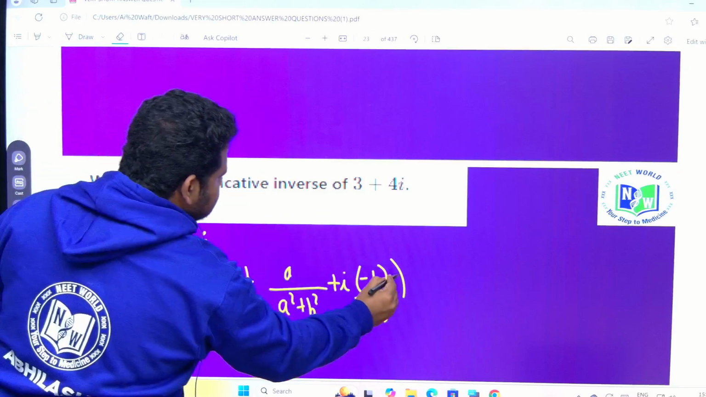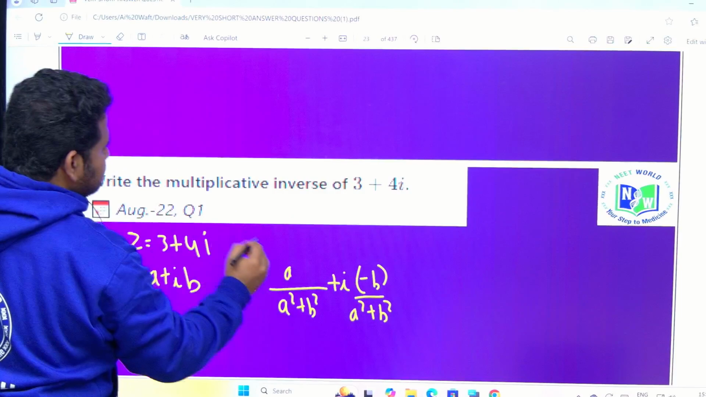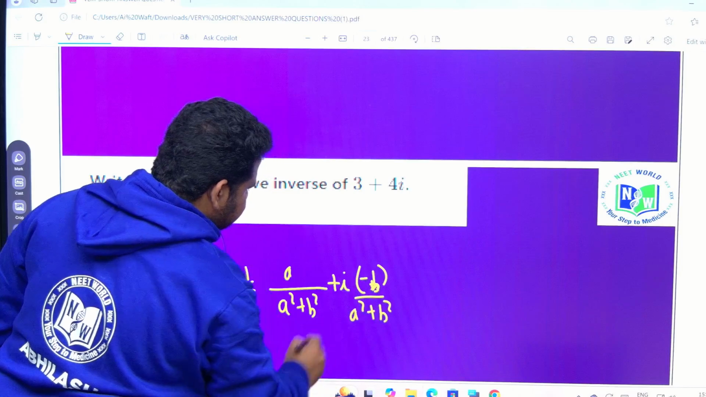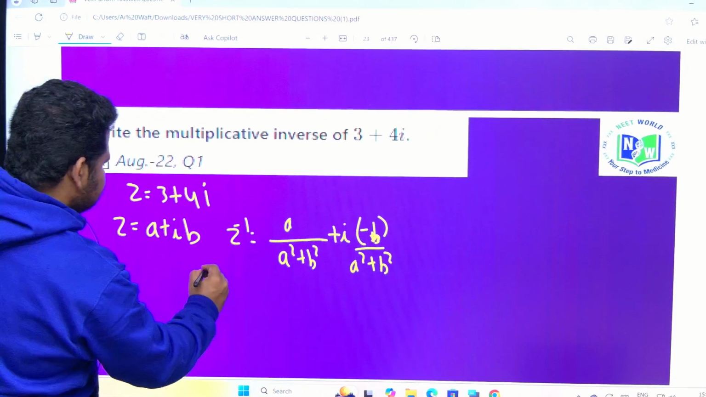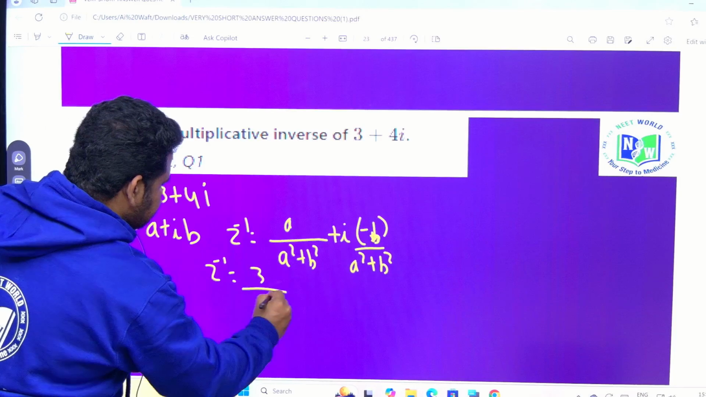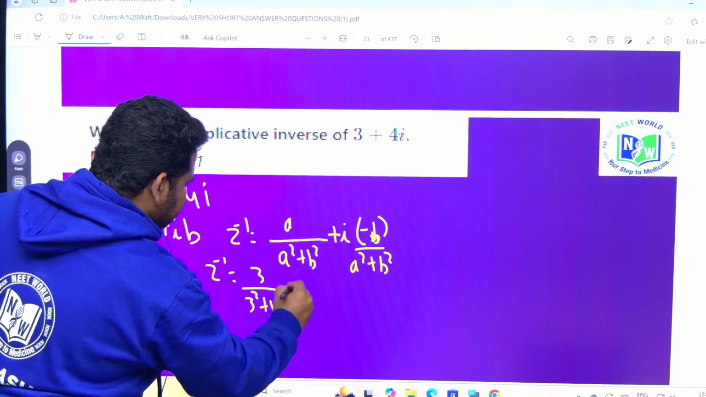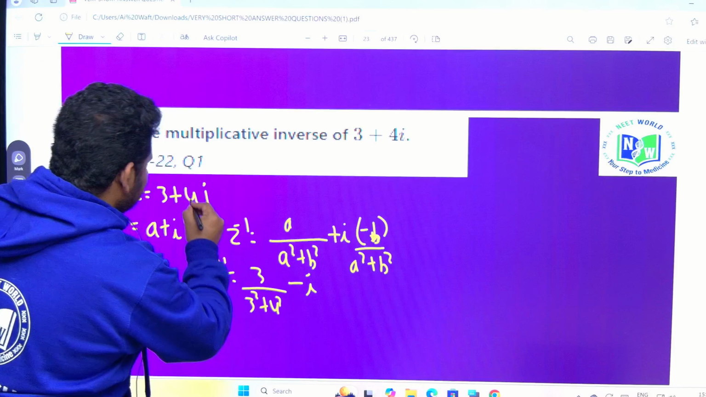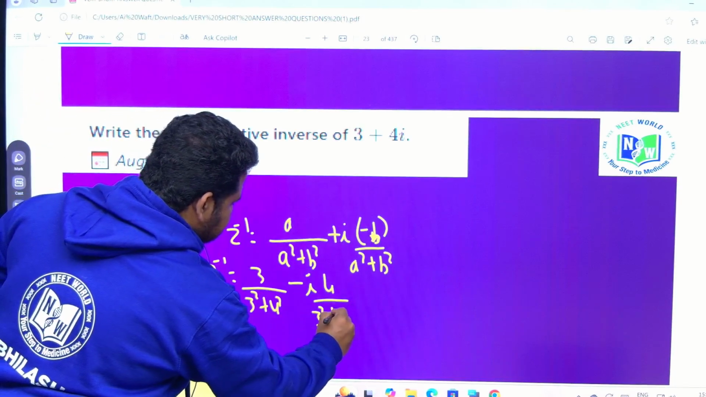Form of (a, b), it is (a by a square plus b square, minus b by a square plus b square). So, if I substitute the values here, what will this become, friends? So, z inverse will be equal to: a is 3 here, so 3 by 3 square plus 4 square, and then minus i into b, where b is 4, so 4 by 3 square plus 4 square.